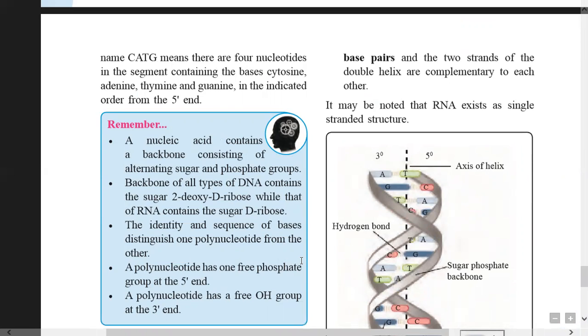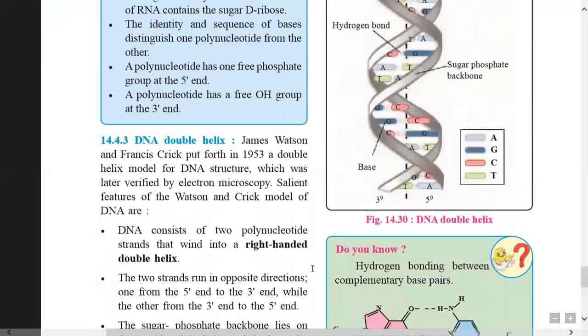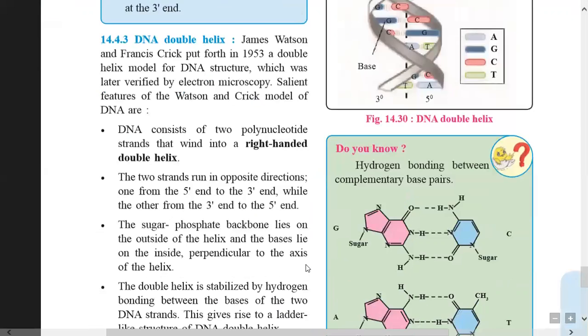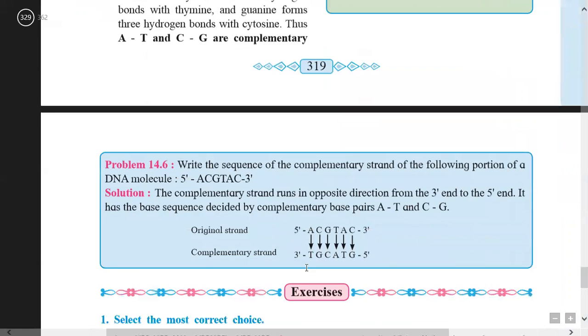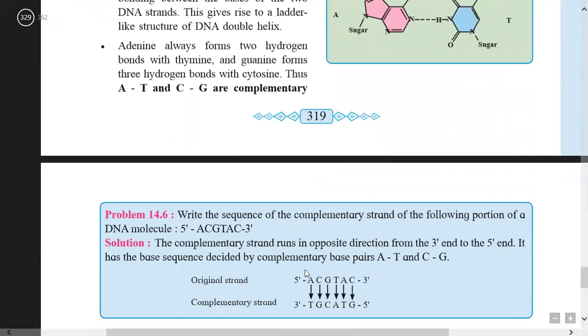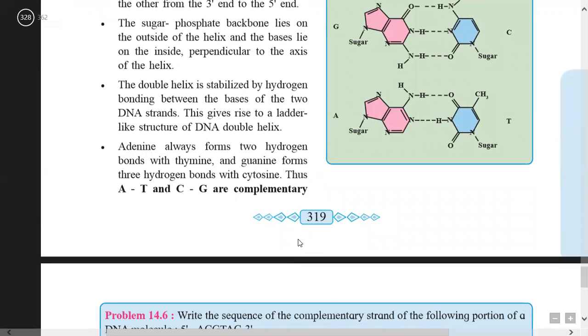It may be noted that RNA exists as a single-stranded structure. Double-stranded structure is for DNA, and single-stranded structure for RNA molecule. And that is about the structure of DNA and RNA. Thank you.